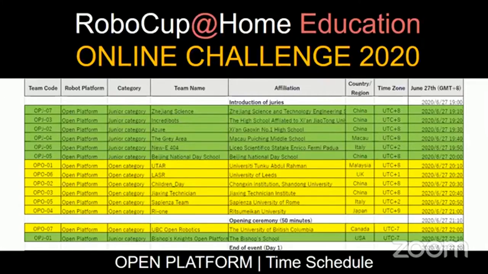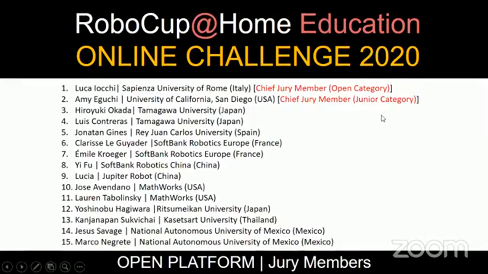Okay, I have 3 more minutes. Right, so just very quickly, let me introduce the jury for today. So we have Luca and also Amy. So both will take up the duty of chief jury member. Okay, so Luca for the open category and Amy for the junior category.